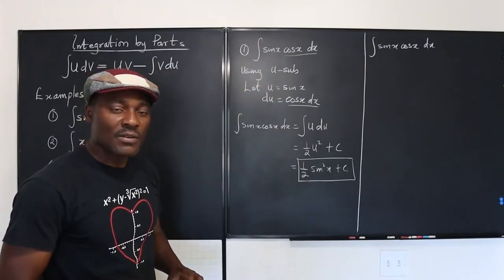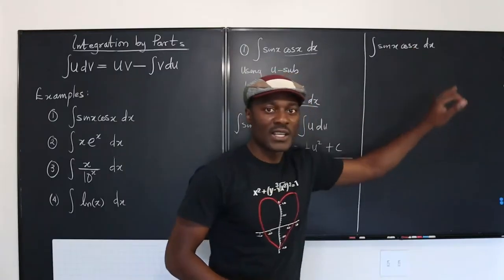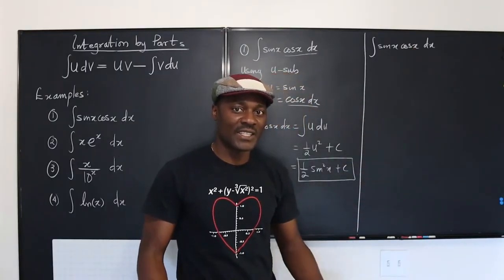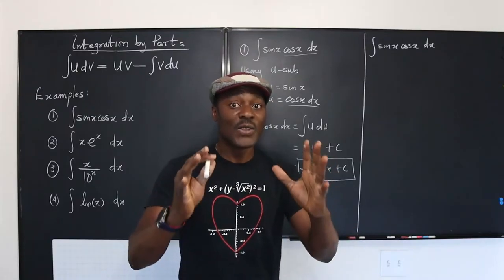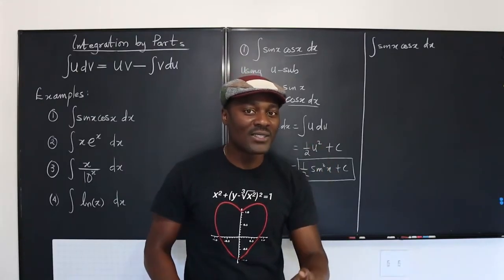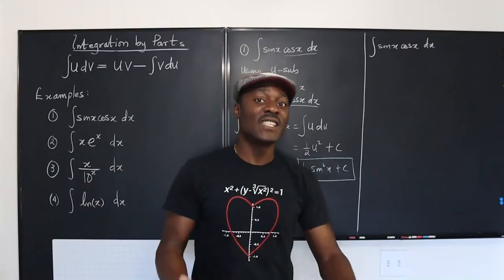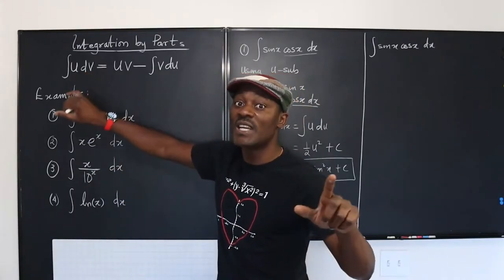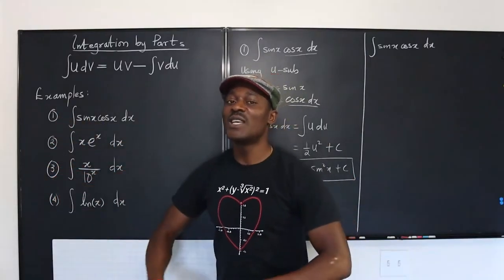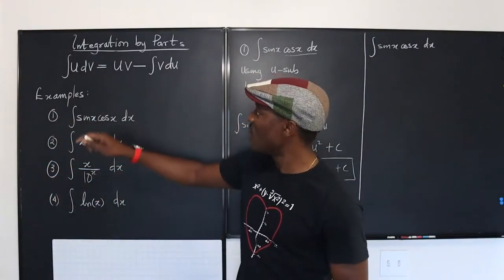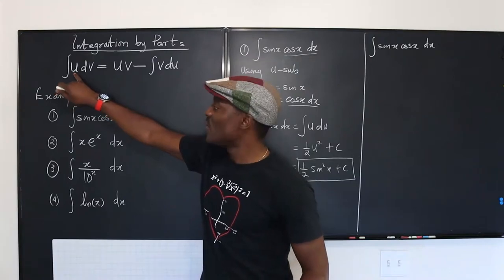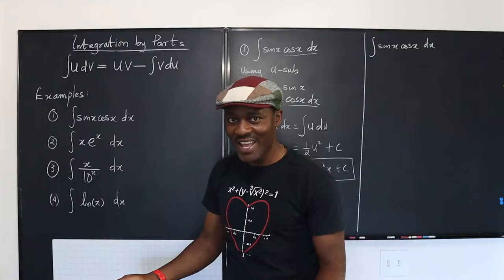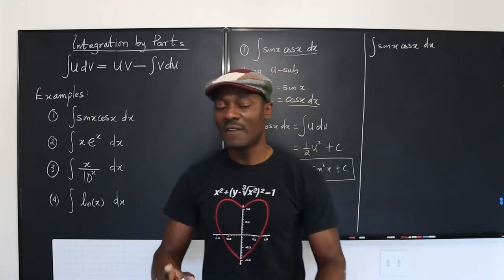You have to ask yourself, which of these two parts can I easily differentiate, and which of them can I easily integrate? You must ask those two questions, because the one you can easily integrate will be the one that you call dv, so that you can integrate it. The one you can easily differentiate is the one you're going to call u, so that you can easily differentiate it. Do you see how you think? So you must choose wisely.